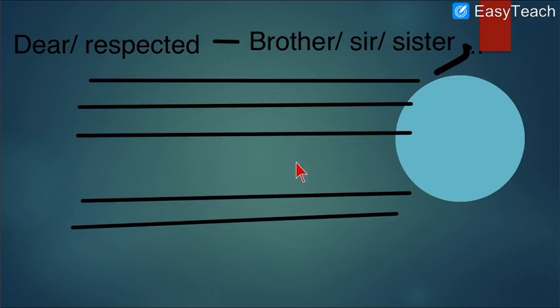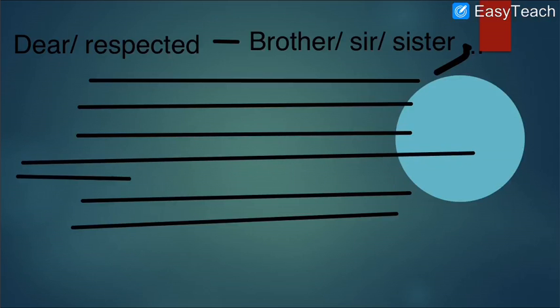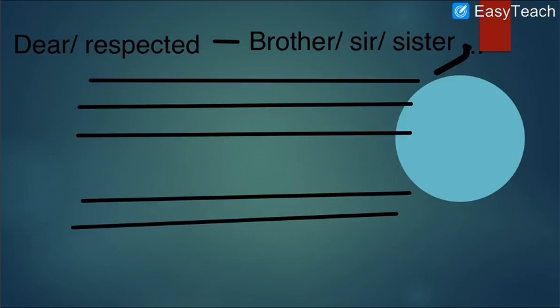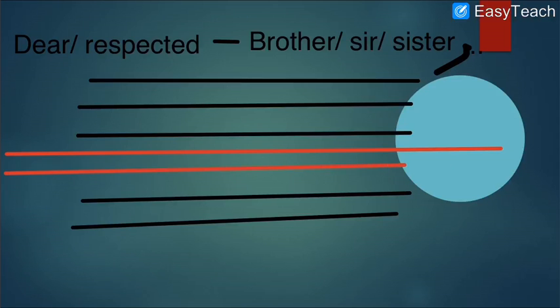And then after leaving one line, let me change the color of the line. You have to leave one line, this red color line, that means you have to leave one line and then you have to conclude the paragraph. I hope that after reading my letter, you will send me feedback, or respond to it, and the last conclusion should be written here.